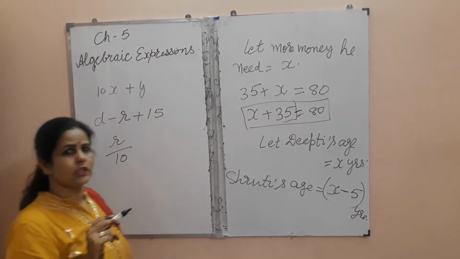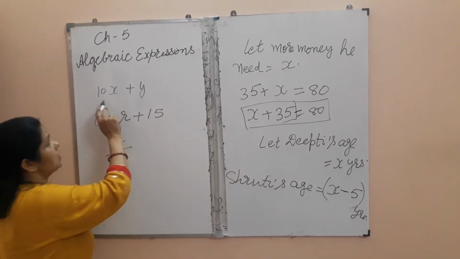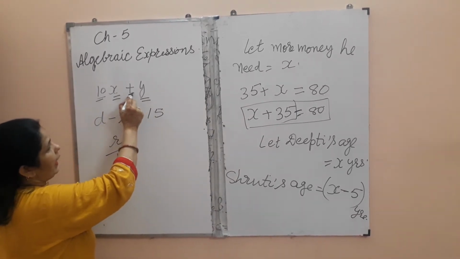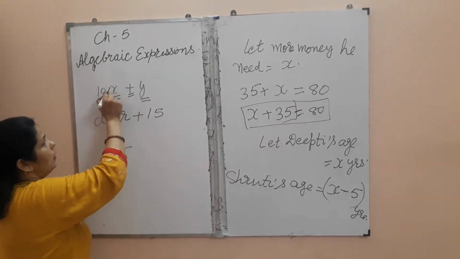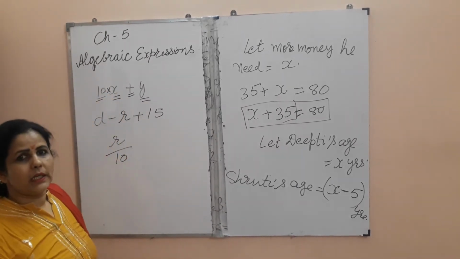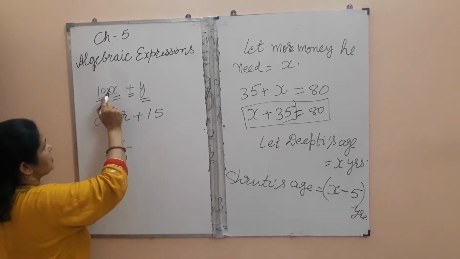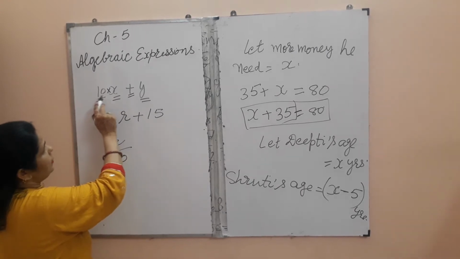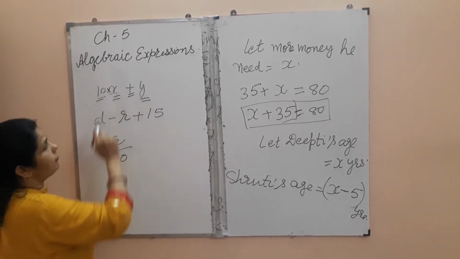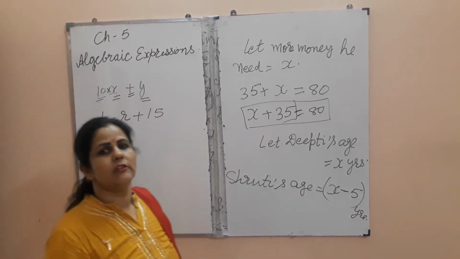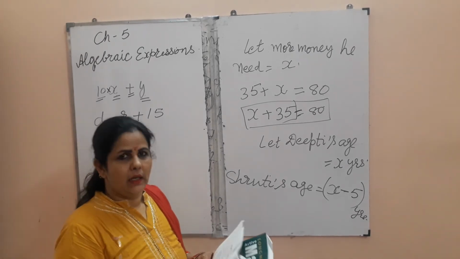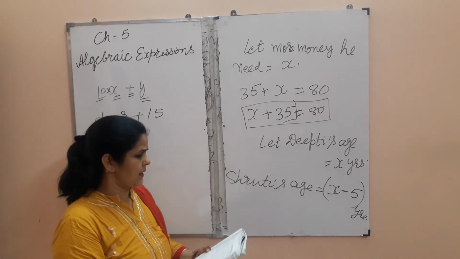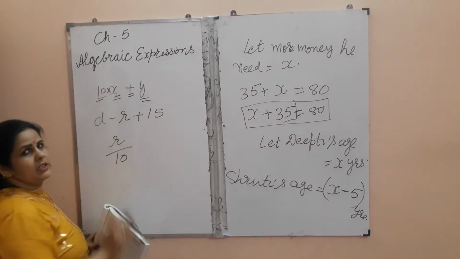According to the definition, an expression is a combination of numbers, variables and one or more arithmetic operations. There are two operations they have used, multiplication and plus. So the combination of numbers and variables with the help of one or more arithmetic operations. So I hope you understand the introduction of algebraic expressions.